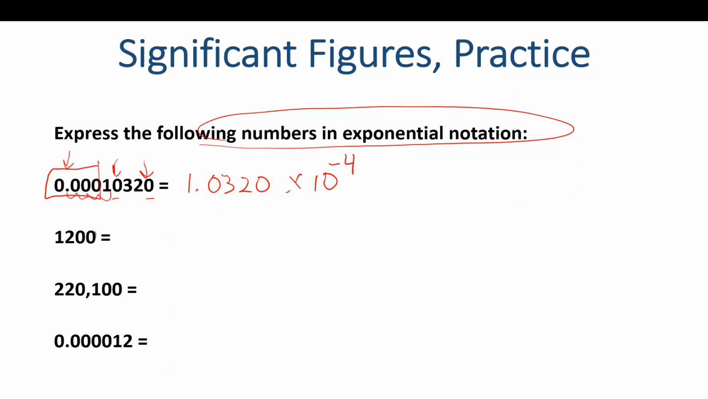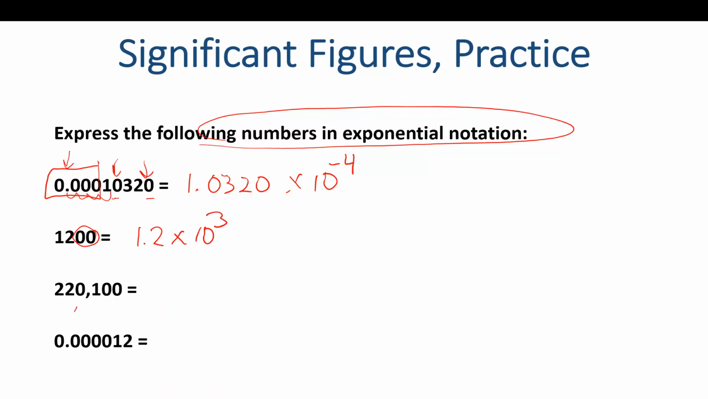What about this? These are trailing, but there's no decimal, so they don't count. We don't need to write them. So this would just be 1.2 times 10 to the 3. These trailing zeros aren't written. They're not significant. Why? There's no decimal.